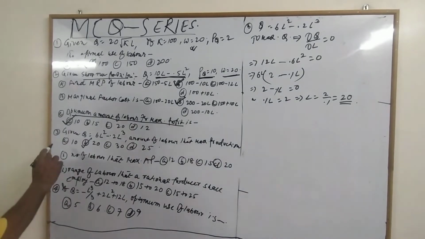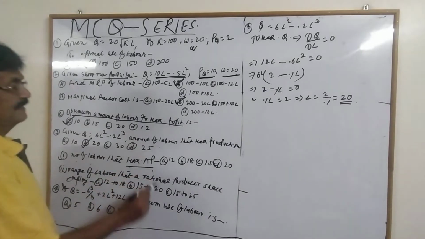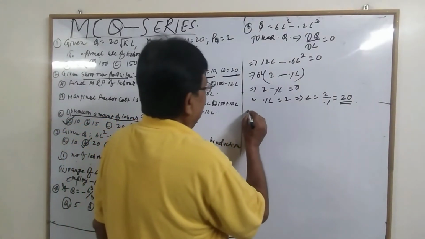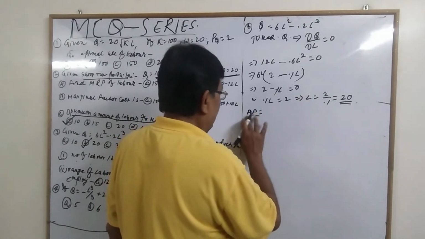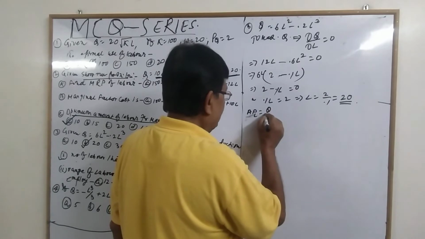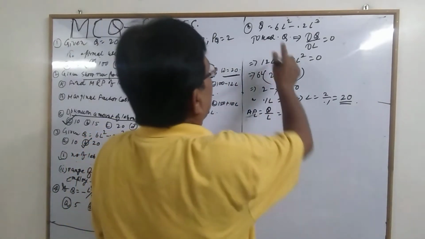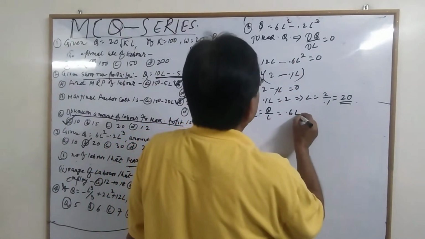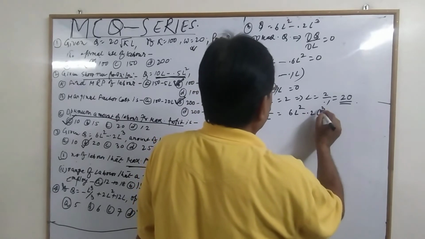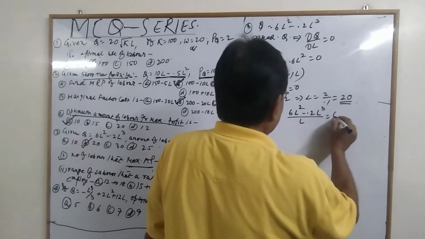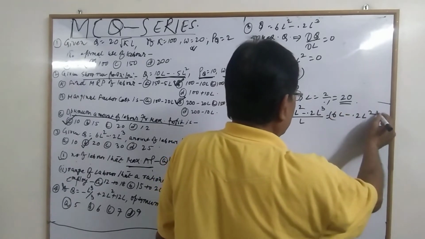Now the second part asks to find the number of labor that maximizes average product. For this, firstly we have to calculate the average product of labor, and average product of labor is Q by L, and Q is already given. Q is 6L square minus 0.2L cube divided by L, that is 6L minus 0.2L square. This is the average product of labor.